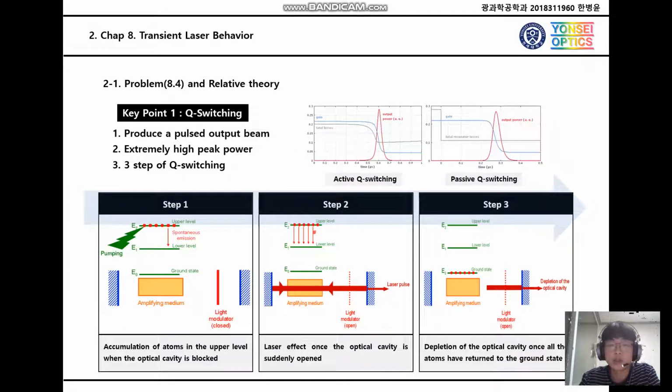First key point is Q switching. In order to store many atoms in an upper level, the flow to a lower level must first be limited. The stimulated emission must be prevented by placing an attenuator in the cavity to stop light from traveling back and forth. In this case, for a radiative transition, the only decay to a lower level is due to spontaneous emission.